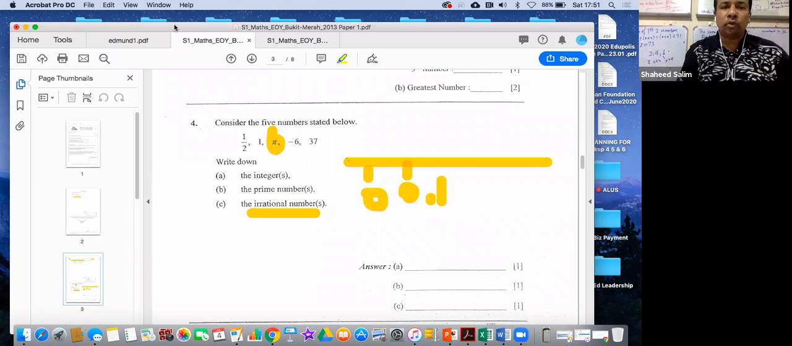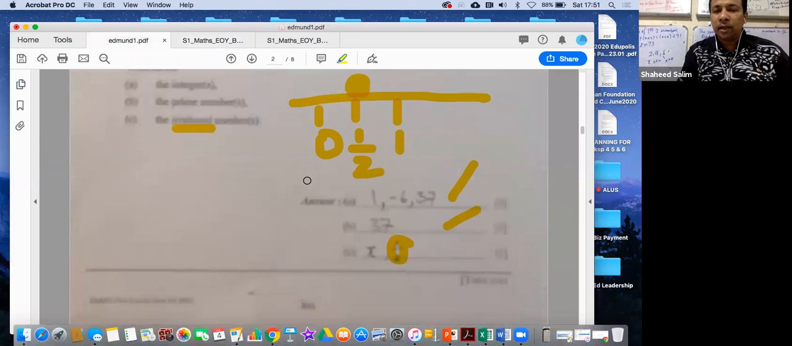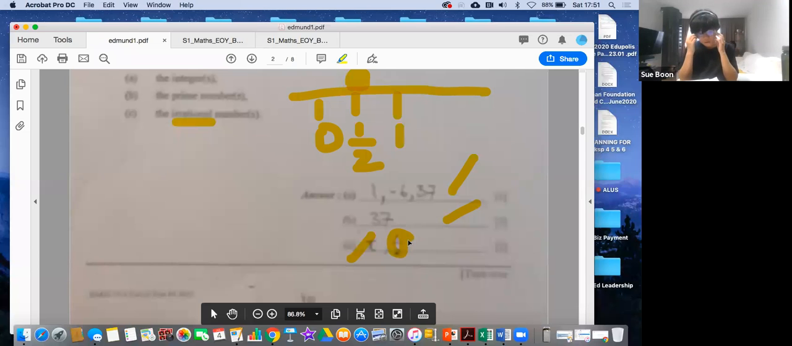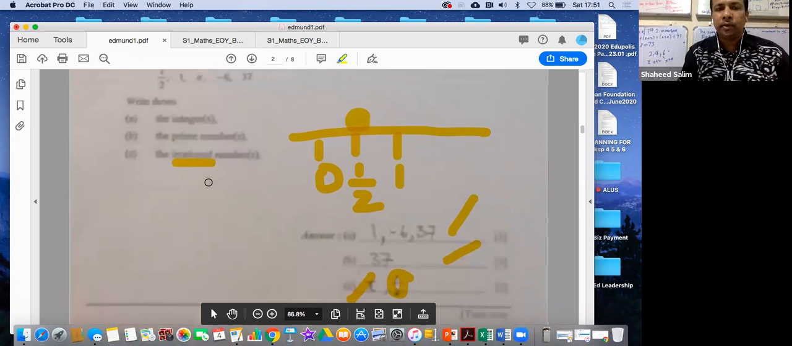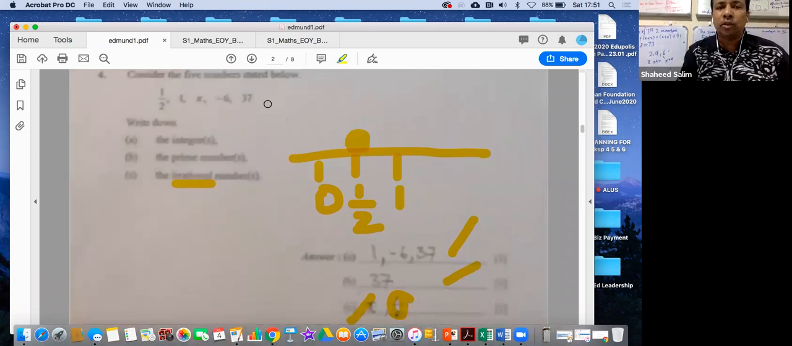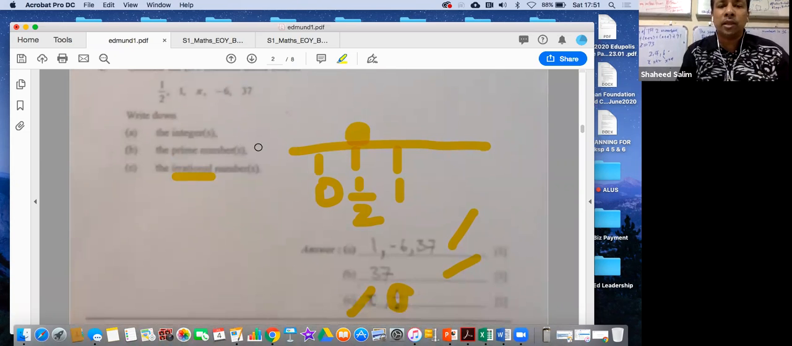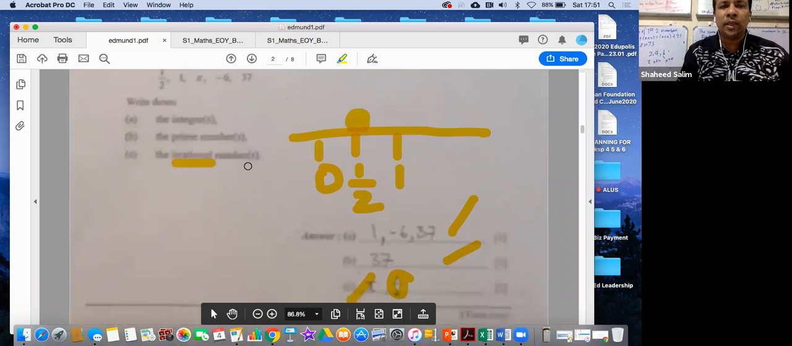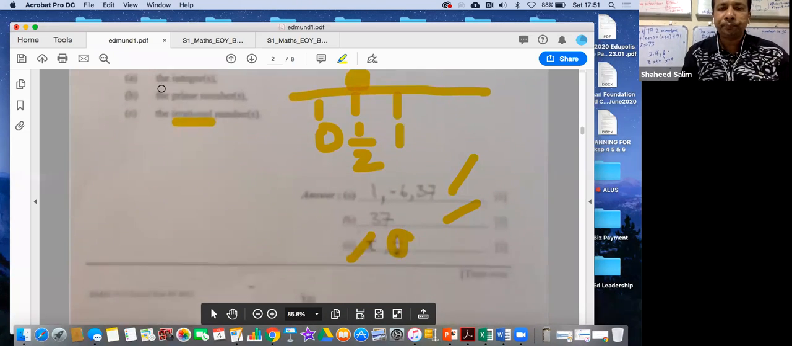So we move on to the next question. Down here, pi is correct. Half is not correct, so half you don't need to fill in. Don't think that all the numbers you need to fill in. Your answer is only integers, there are 3 numbers. Prime number, there's 1, and irrational number, 1. We didn't use half, it's okay.